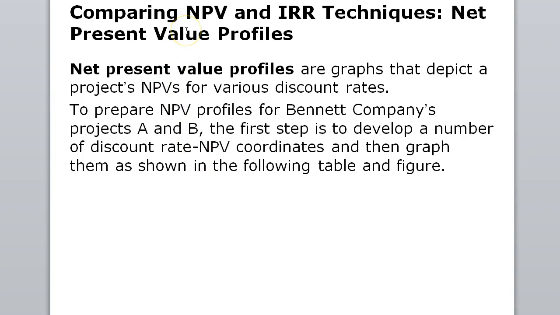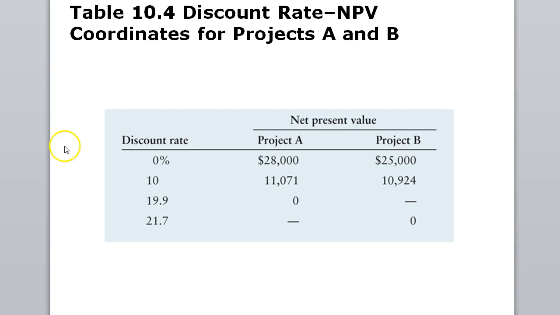If we compare the net present value and internal rate of return techniques, net present value profiles can be graphed to depict the net present value at various discount rates. To prepare net present value profiles for Bennett Company, projects A and B, the first step is to develop a number of discount rate and net present value coordinates and then graph them on the following table. So here are the coordinates for projects A and B, at discount rates of 0, 10%, and then 19 and 21. So these are the present values.